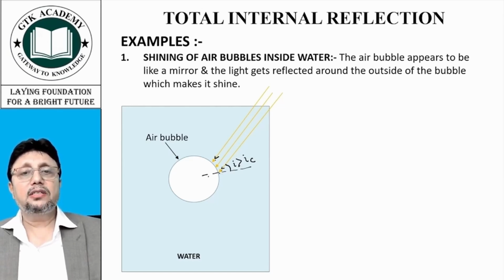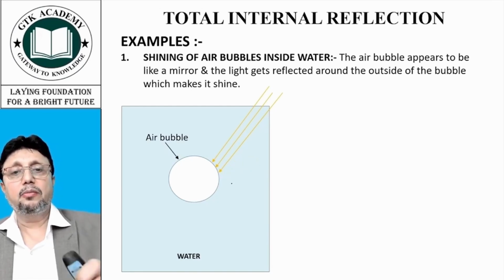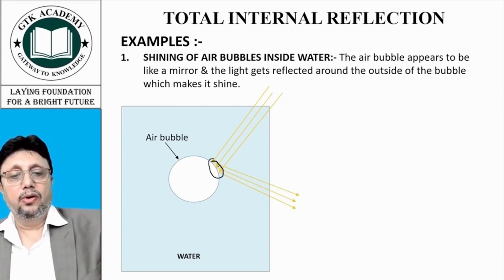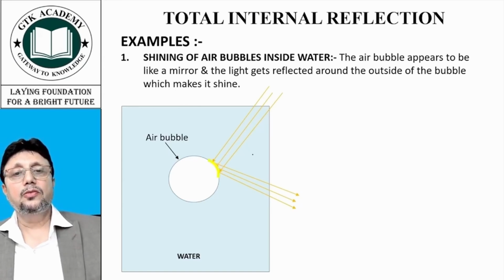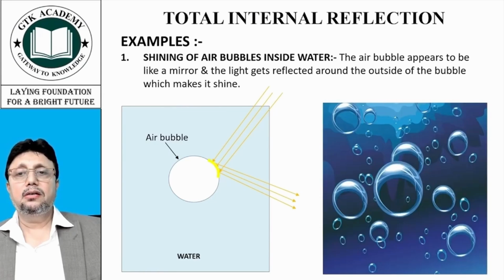If the angle of incidence is greater than the critical angle, then this is going to be totally internally reflected back like this. And this part of the bubble is going to shine. If you see the snap of bubbles, you can see this shine which you are seeing in bubbles. This is only because of total internal reflection.